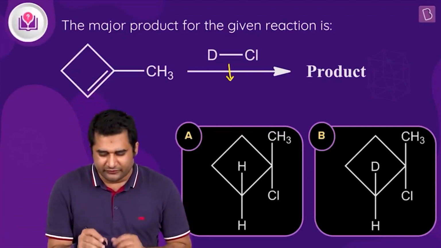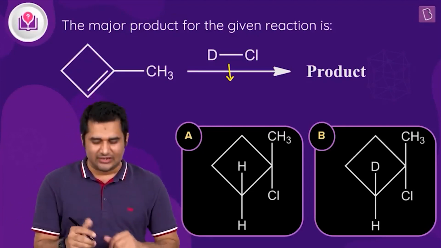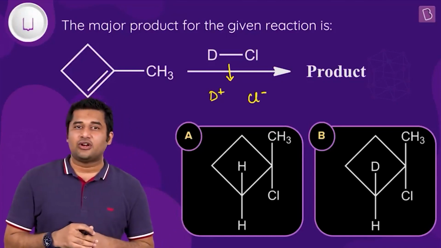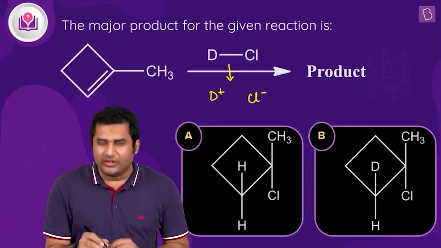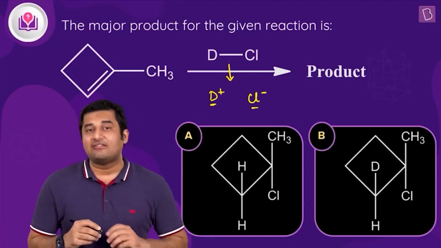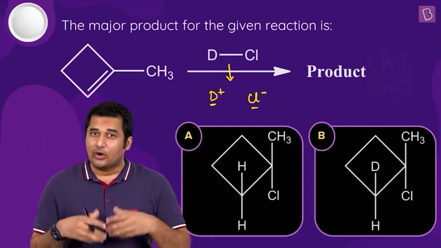What you have to do is first break this DCl into D+ and Cl-. Why like this? Because we know that chlorine is more electronegative than deuterium. Now what you simply have to do is attach these positive and negative parts to the pi bond. Alright, and let us see how it works.